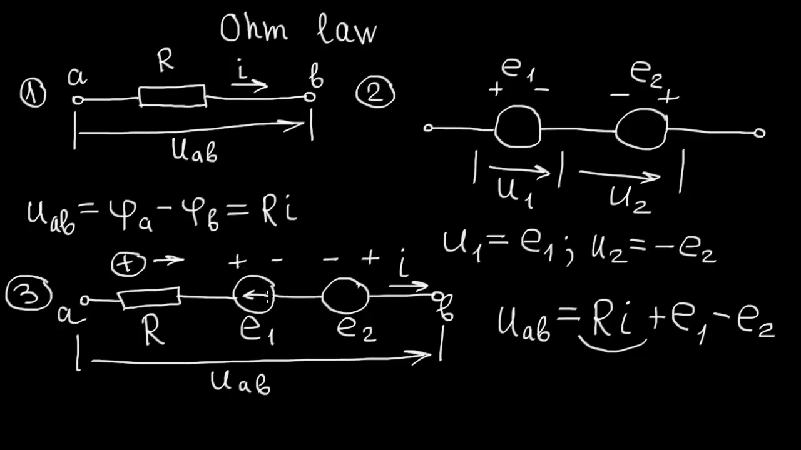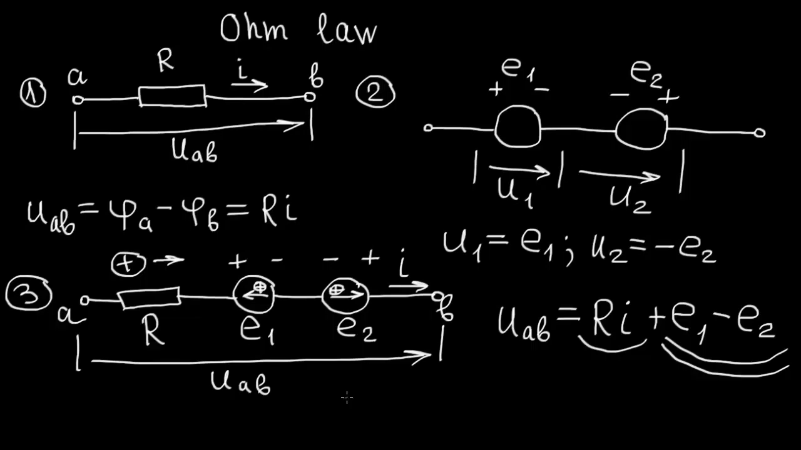In such a way, the first sources increases the potential difference between A and B nodes, and accordingly the second voltage source decreases this difference. That is why we put in the right path E1 with plus and E2 with minus.